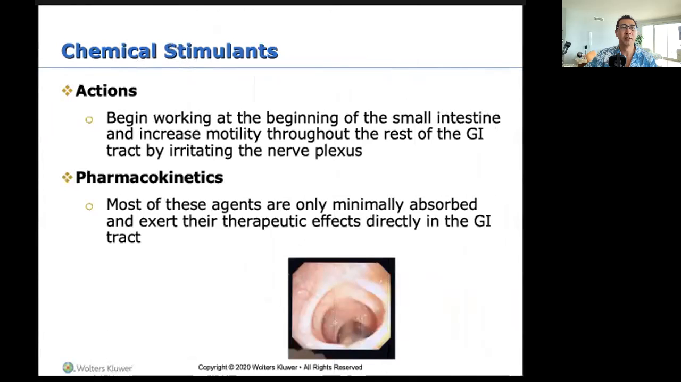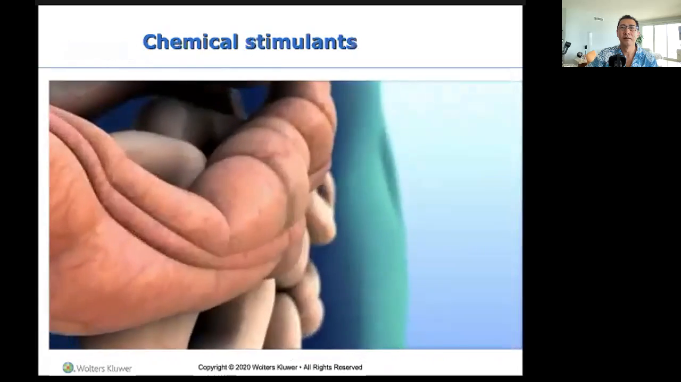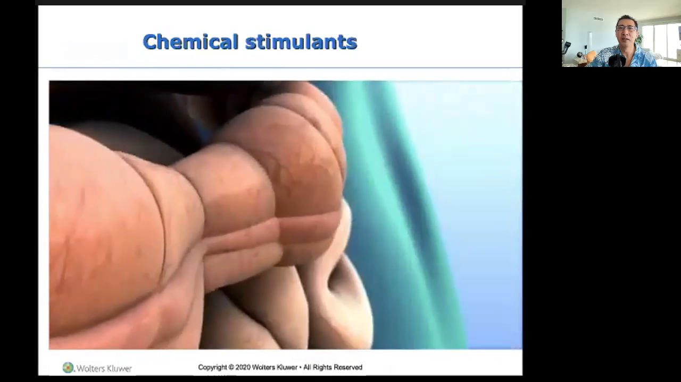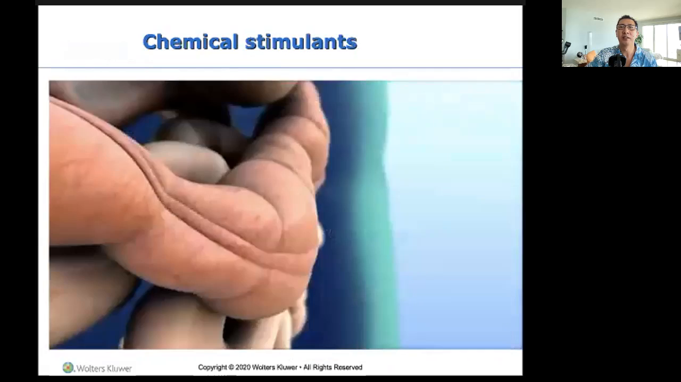So with the chemical stimulants, they begin working at the beginning of the small intestines, and it pretty much works throughout because of the irritation, it kind of pushes the poop all the way down. And the chemical stimulants cause the irritation. Now we talked about this already.